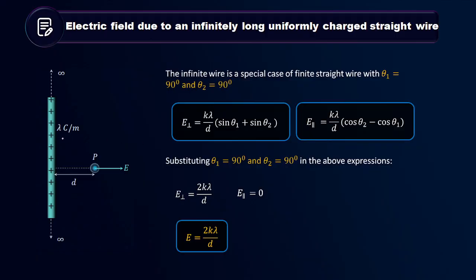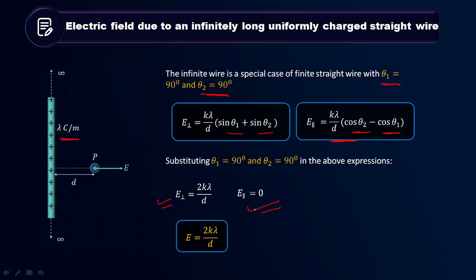So again we consider one wire having length as lambda, charge density is lambda coulomb per meter. So infinite wire is a special case of finite straight wire with theta 1 is 90 degree and theta 2 is also 90 degree. So sin 90 plus sin 90 is 1 plus 1, 2. So E perpendicular will be how much? 2k lambda by d. When we talk about E parallel, so that is k lambda by d (cos 90 minus cos 90), so 0.